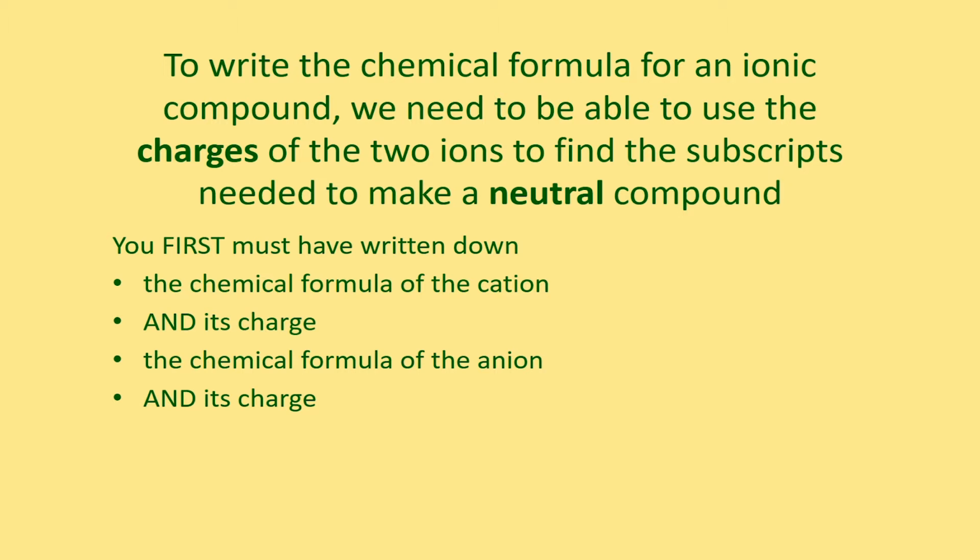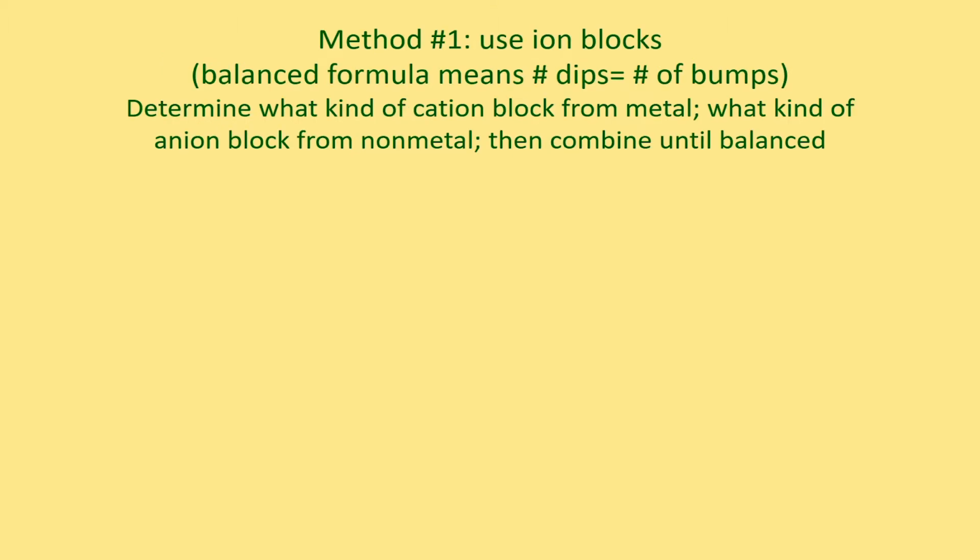First, we must have written down the chemical formula of the cation and its charge, and the chemical formula of the anion and its charge. Once we have that, we have a couple of methods we can use. Method one, we can use ion blocks. In an ion block, we're determining what kind of cation block from the metal, what kind of anion block from the nonmetal, and we'll combine them until balanced.